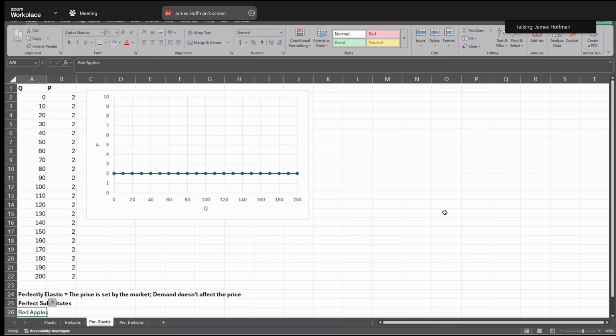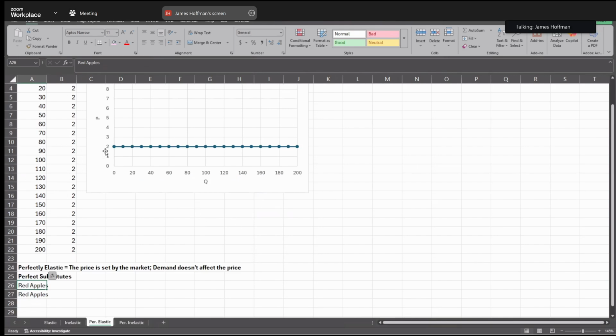Otherwise, it doesn't really work out. But it's important to see that if things are perfect substitutes, like apples at a farmer's market, or even like eggs at a farmer's market, if you're selling the same farm, the same egg, the only thing that determines who buys it is the price.